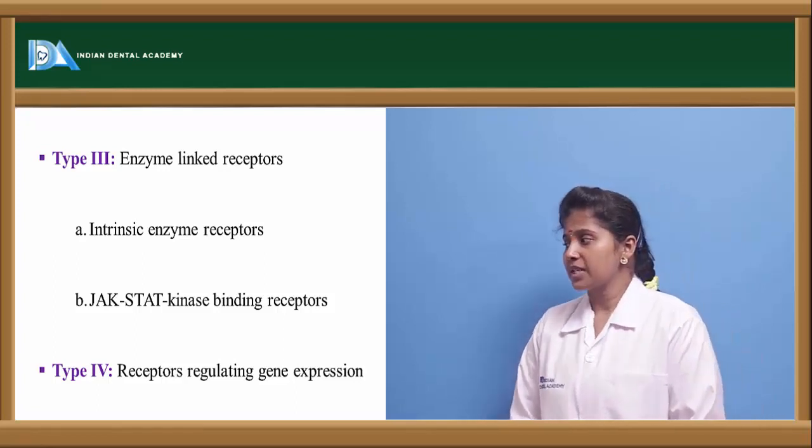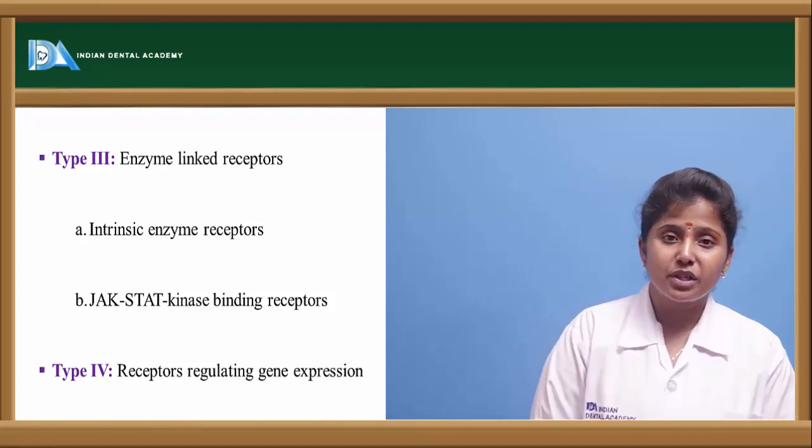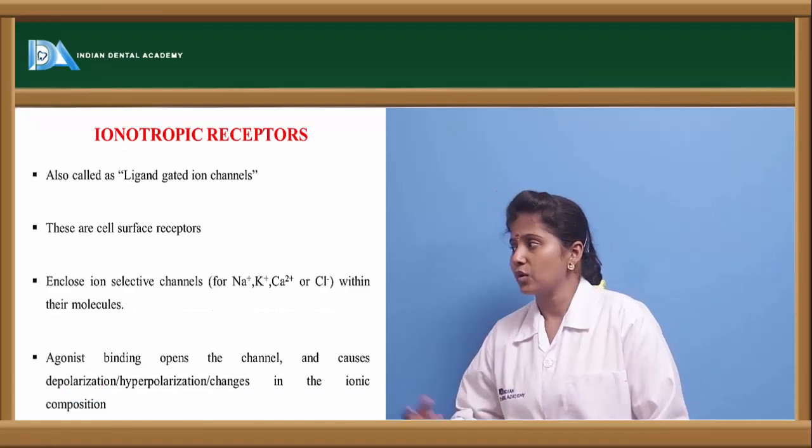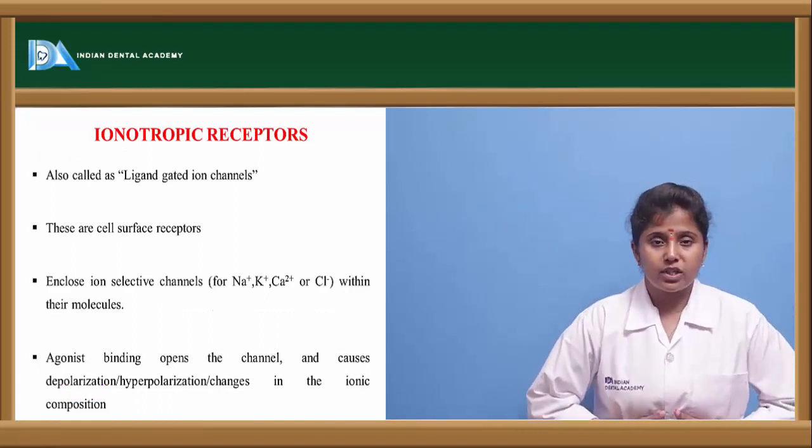The type 4 receptors are receptors regulating gene expression, which are also called nuclear receptors. Now let us see the ligand-gated ion channel receptors.